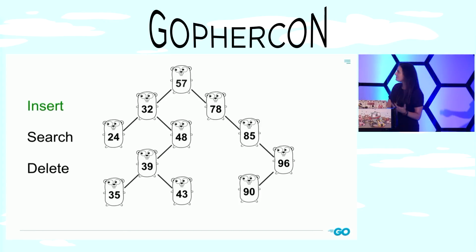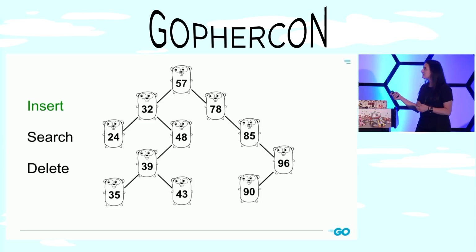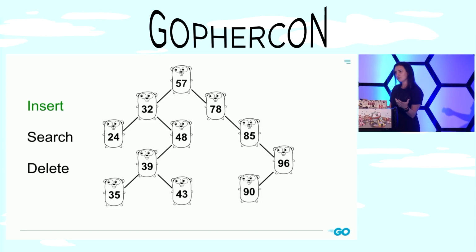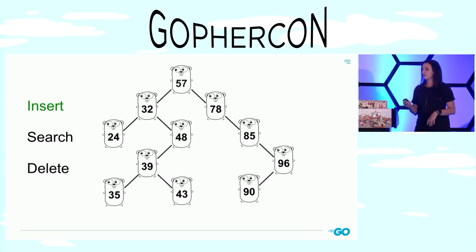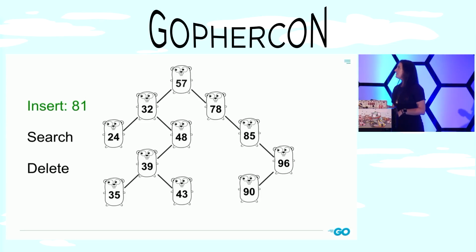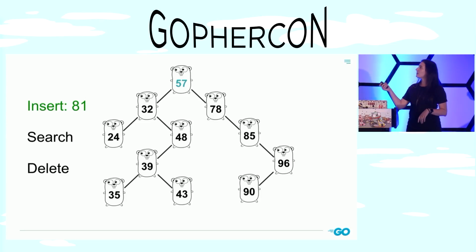Now, a little bit more complex, not just quite the guessing game, is we want to start inserting values into our binary search tree. So we want to insert the value 81. If you are looking at this picture, you can sort of see potentially where it might go, but we're going to follow it along. So we're starting with inserting the value of 81.